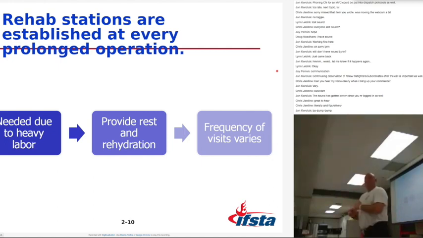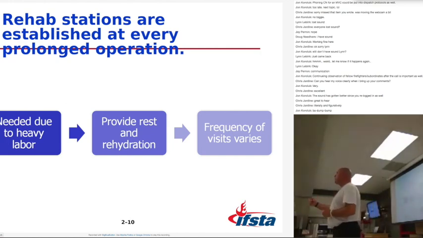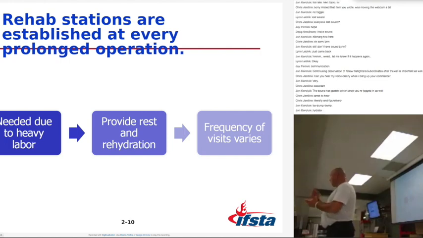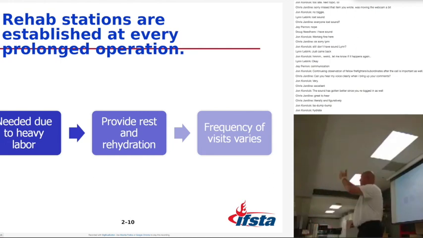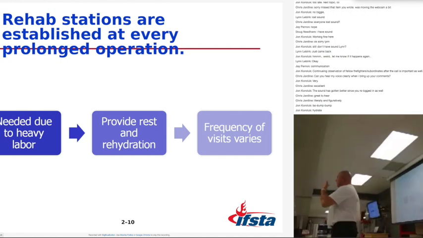Okay, so we need to do heavy prolonged labor. We want to provide rest and rehydration. And the frequency of the visits varies. So what's our protocol for a structure fire for rehab? After two bottles, it's mandatory that you go to rehab. And what else is mandatory? You get a medical evaluation. That's mandatory. That's in our policies. And the EMS has all the forms. They've got their algorithm. They have their process that's documented.